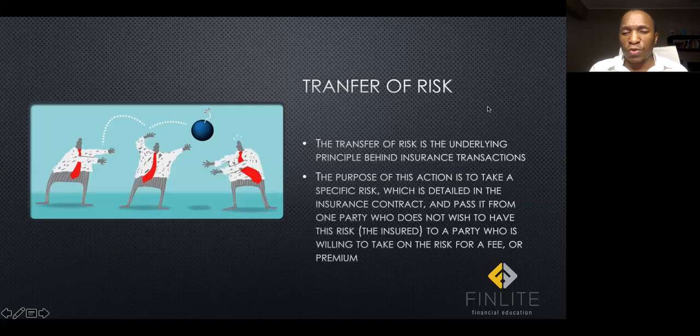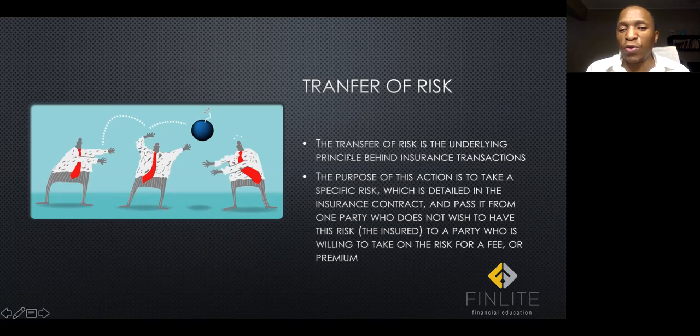So let's look at this image, for instance, this funny image where people are tossing what looks like a bomb from one person to another. And this person is definitely willing to take this bomb on behalf of everyone else. And that's the concept of risk, and that's the concept of risk transfer and insurance.